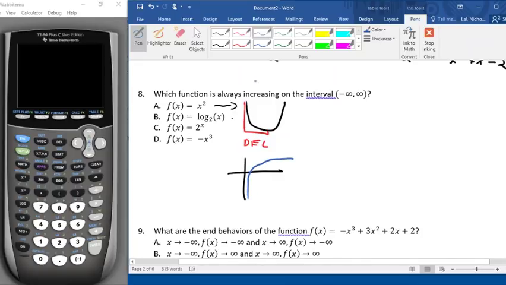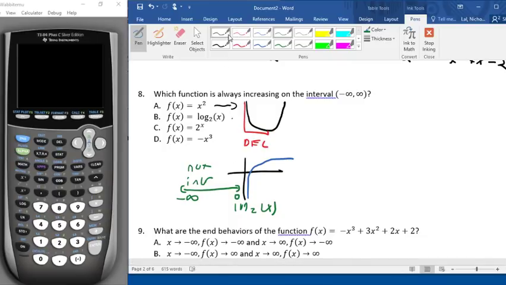And so, while increasing on all intervals, it is not increasing. The log base 2 of x is not increasing from this interval from negative infinity to 0. The function doesn't exist from negative infinity to 0.